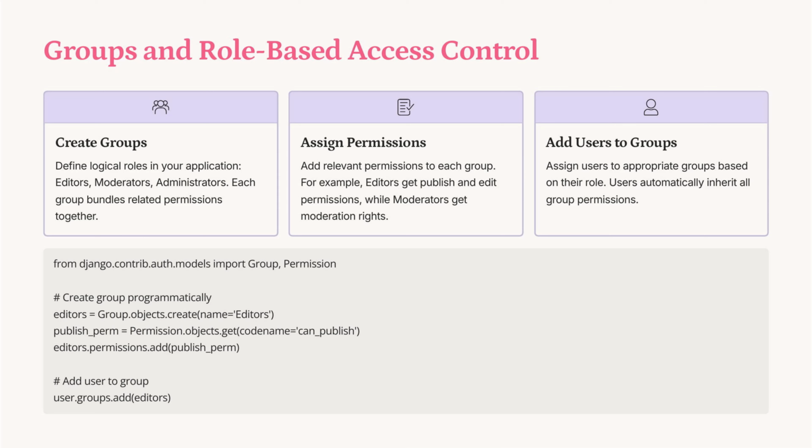Editors can publish and edit, while moderators handle moderation. Users inherit permissions by joining groups. Use Django's group and permission models to create groups and assign permissions programmatically, ensuring efficient role-based access control.